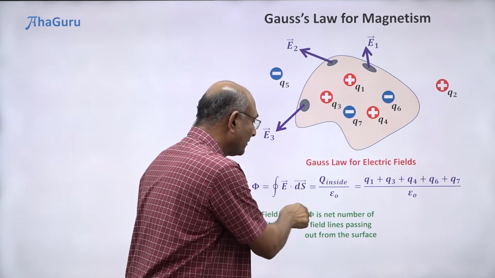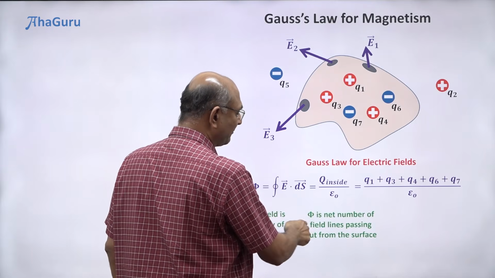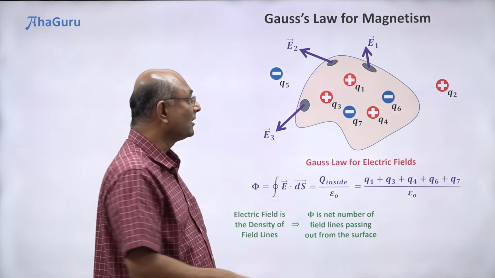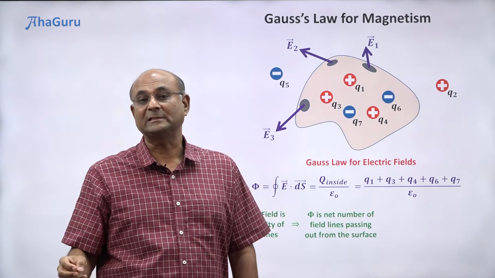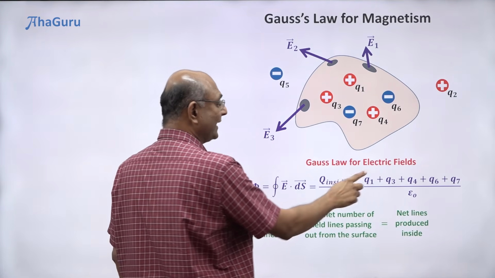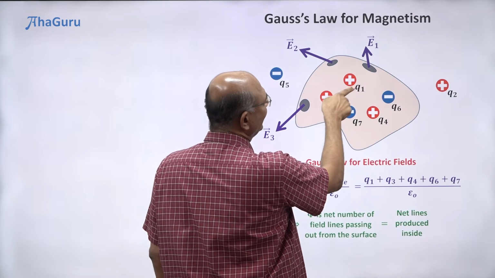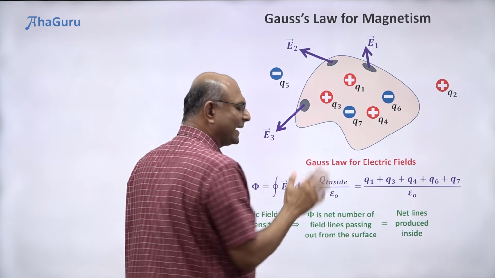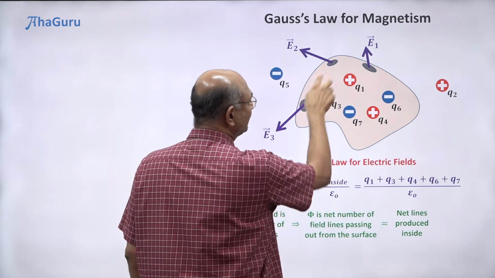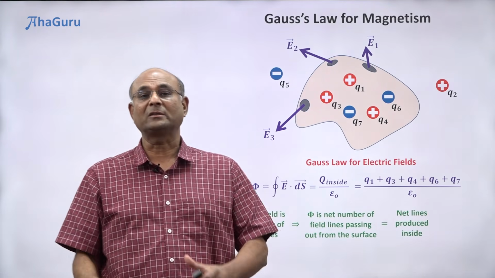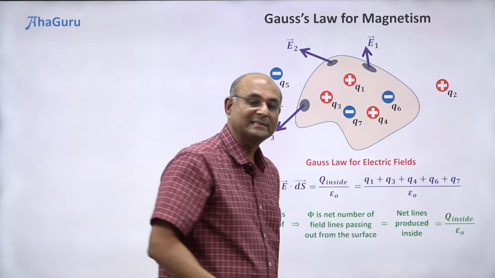So if phi, the flux for the closed surface, is the net number of field lines passing out from the surface, well, this can only be dependent on the total number of lines produced inside. So net lines produced inside. Why am I calling it net? Because suppose this produces a line but that eats up that line, then the net line will basically be 0. So you'll have to talk about the net lines produced inside. But that depends on the total charge inside. So this is charge inside by epsilon naught.